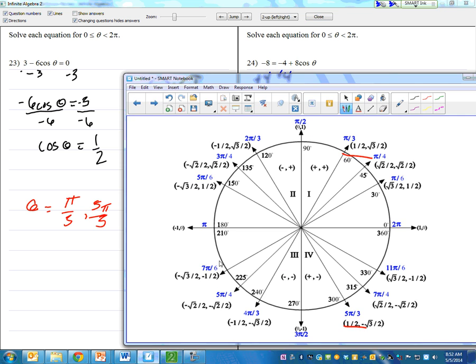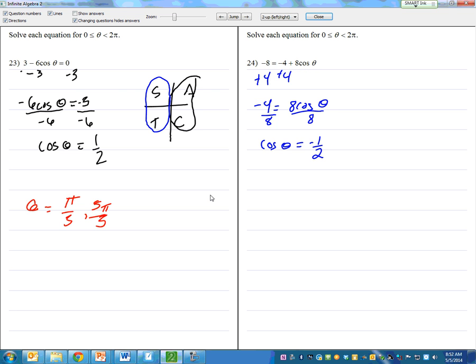So if I pull up my unit circle chart, cosine is negative right here, which is 2 pi thirds. So that's one of them. And the other one is going to be down here, and it's right at 4 pi thirds. Okay, so my answer in this case is going to be 2 pi thirds and 4 pi thirds. So theta is going to equal 2 pi thirds and 4 pi thirds. And those are my two solutions.